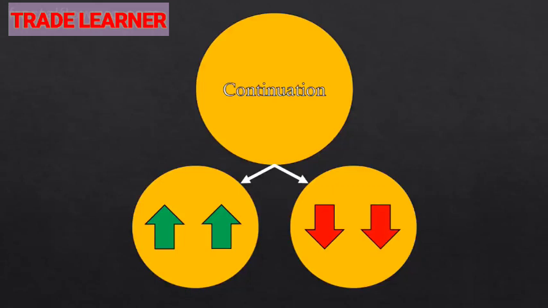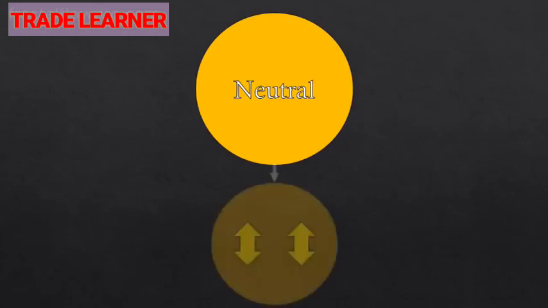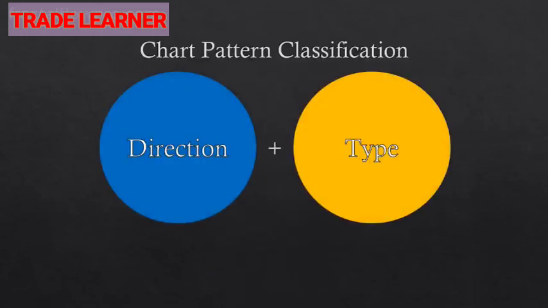At last, we have the neutral chart pattern classification, which means that price can either go up or down depending where price breaks out of the pattern. The way chart patterns are classified is by combining these two types of classifications together.